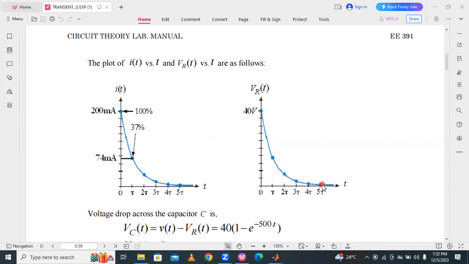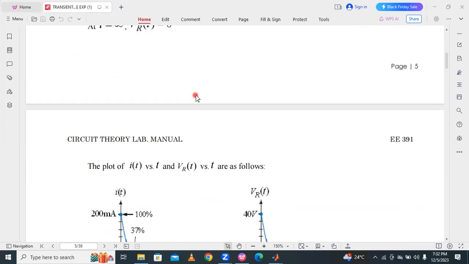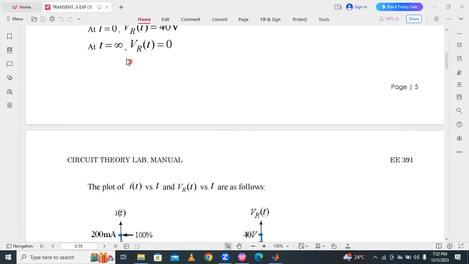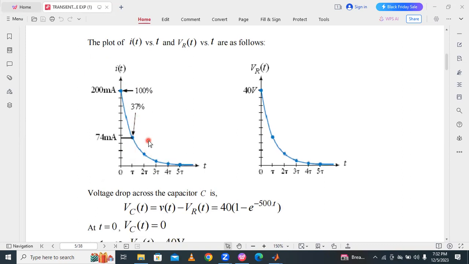Next, the voltage across the resistor VR of t is also an exponential decreasing in this way. At t equal to 0, VR of t is equal to 40. So this is 40, and as time increases, VR of t decreases like this. In this way voltage decreases and the current also changes in this way. Understood? So next, this is called the RC circuit.